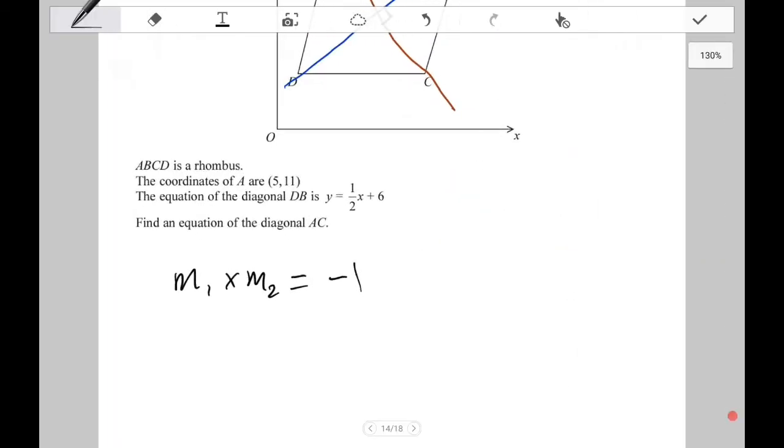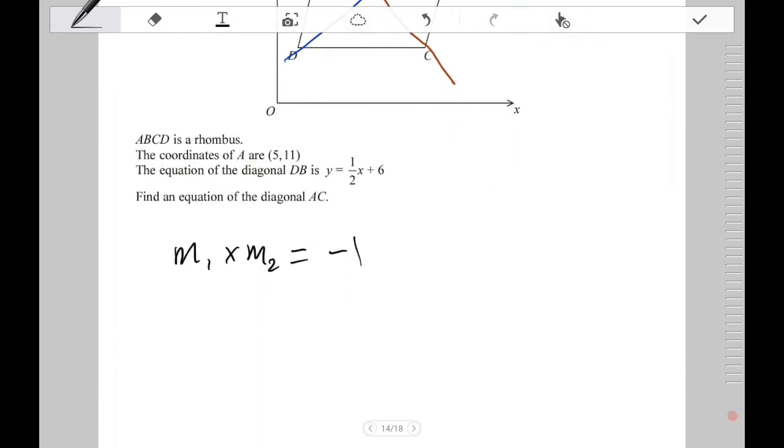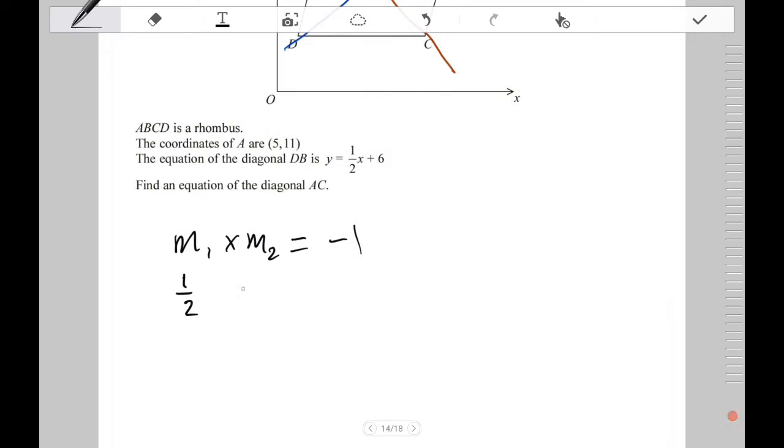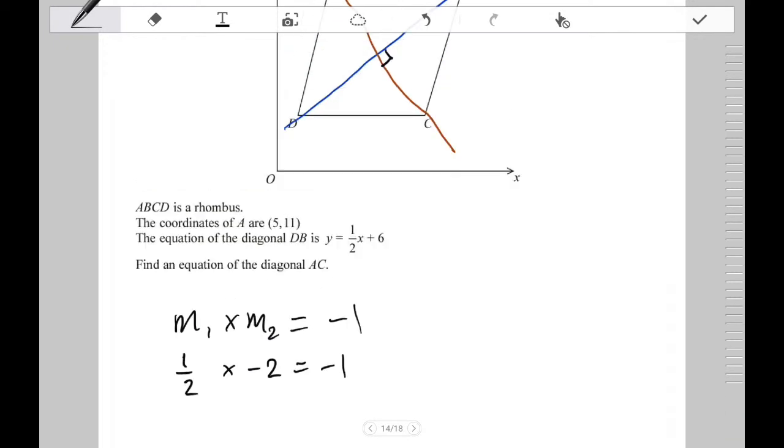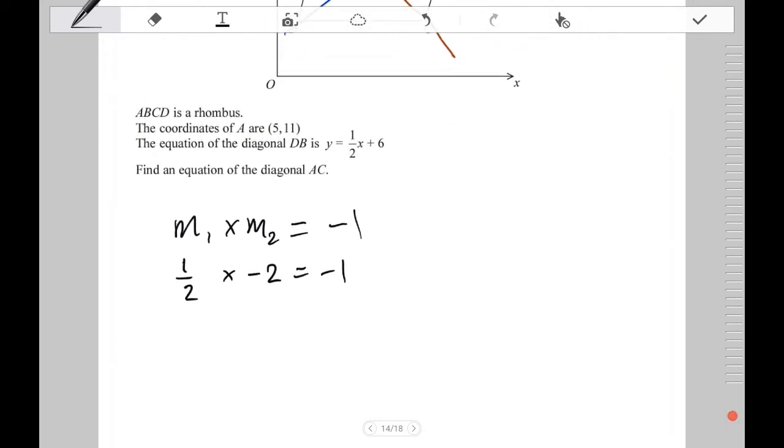Okay, so we have equation 1, which we can say is y equals half x plus 6. We'll say that the gradient here is a half. And this multiplied by something should give me -1. It's basically the negative reciprocal, so it'll be -2. And that equals -1. So the gradient of this line we know already is -2.